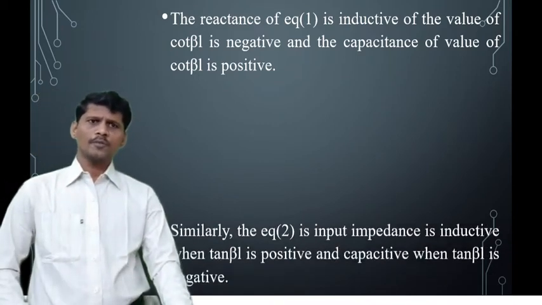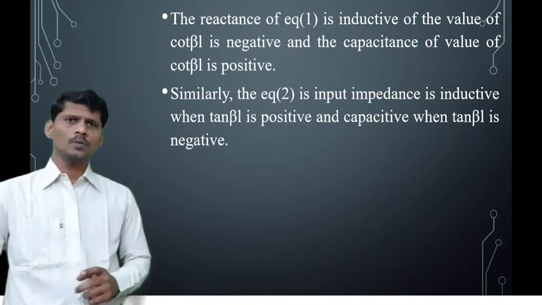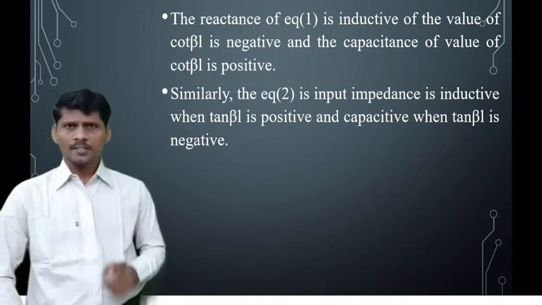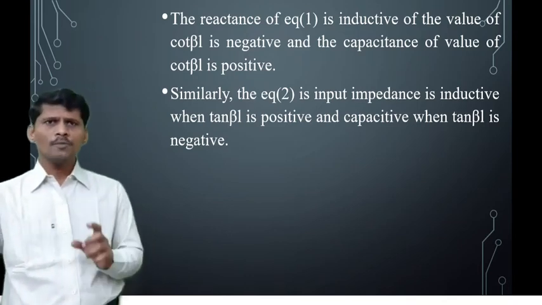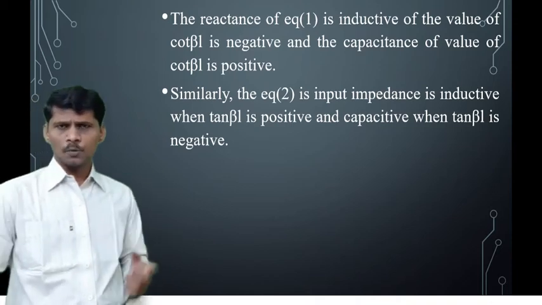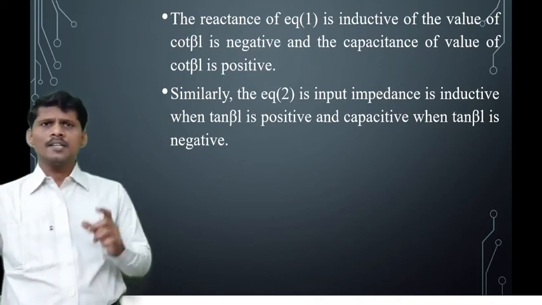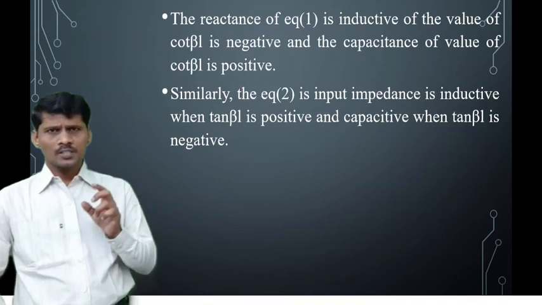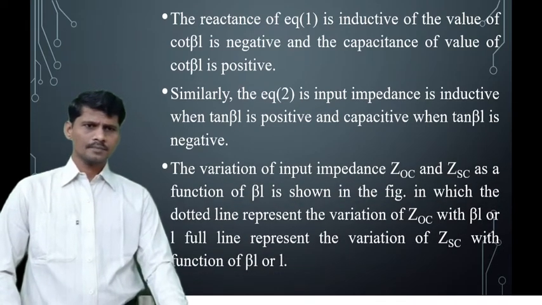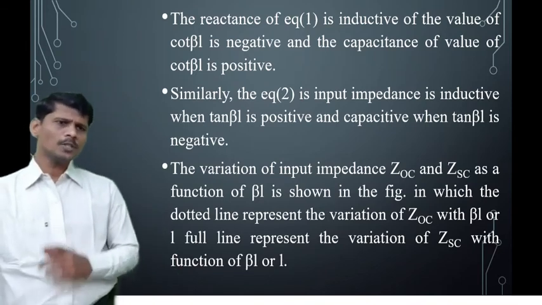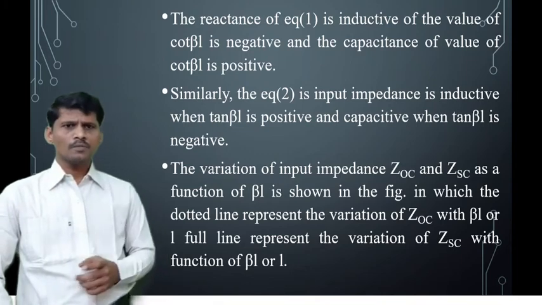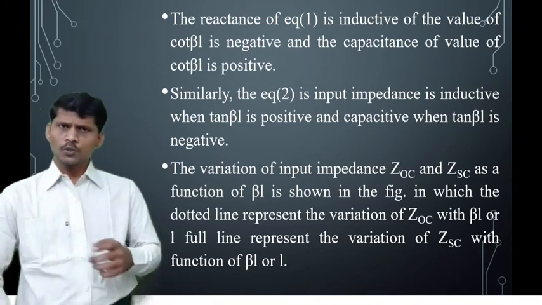And similarly, from equation 2, what is equation 2? The short circuited impedance Z_S is equal to jZ0 tan βL. In that equation, when the value of tan βL is positive, then the input impedance is inductive, and when tan βL is negative, then the input impedance Z_S is capacitive. So the variation of the input impedance as a function of the parameter βL is shown in the figure.